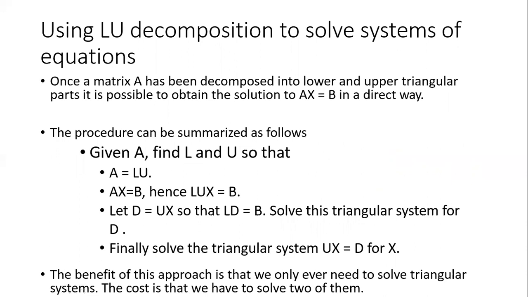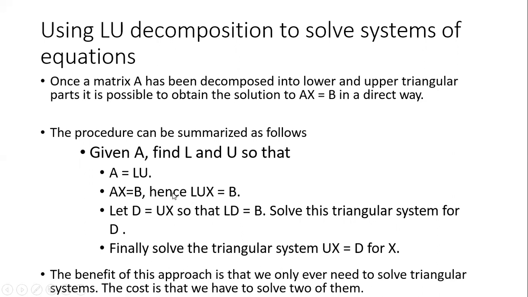Now, using the LU decomposition to solve the system of equations. Once a matrix has been decomposed into a lower and upper triangular matrix, it's possible to obtain a solution to AX equals B in a direct way. The procedure can be summarized as follows. Given A, we can determine L and U so that A equals LU. Of course, the given linear system is in this form, AX equals B, where X is our variable, A is the coefficient matrix, and B is the column vector of constants.